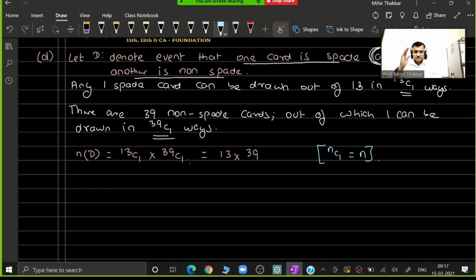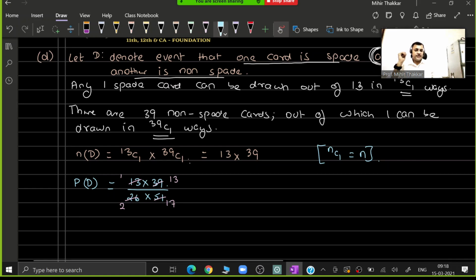Always like that. Okay. So now when I have the value of n of D, I can get the value of P of D by writing it as 13 into 39. N of S we had seen it was 26 into 51. So let us see what all things are getting cancelled off. 13 into 1, 13 into 2. 39 and 17 that can be cancelled with 3. So I get over here 13 and 17. Nothing else is getting cancelled off. So I will get over here the numerical value 13 upon 34 as my answer.